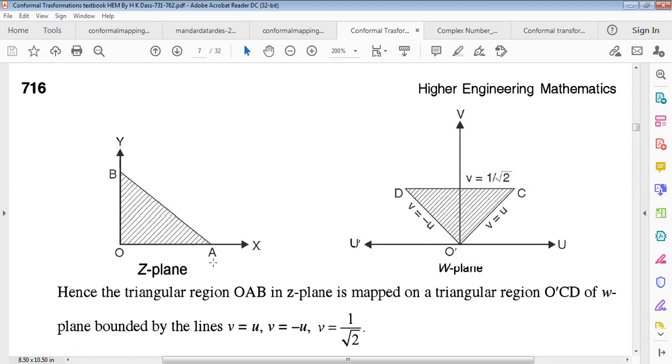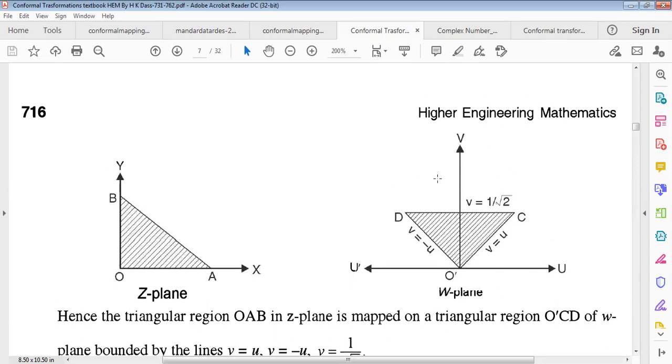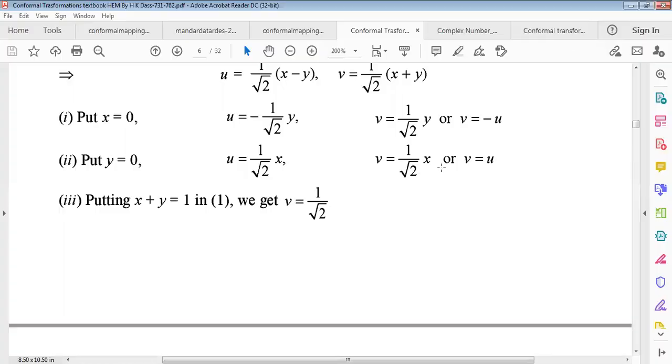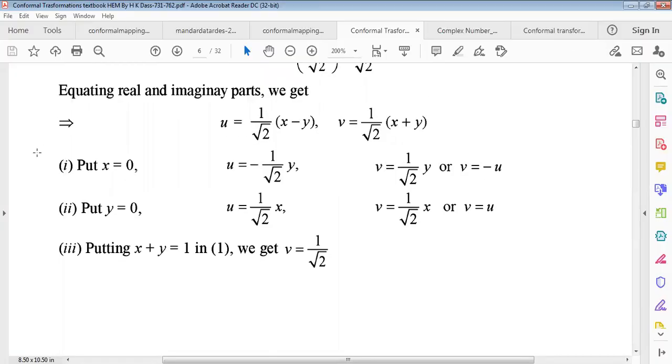This is actually the z plane, and again putting the values for the w plane, we get this one. If x equals 0, then u equals minus 1 by root 2 into y, and v equals 1 by root 2 into y. u and v are equal in magnitude but opposite in sign. When we put y equals 0, u equals 1 by root 2 into x, v equals 1 by root 2 into x. u and v are equal.